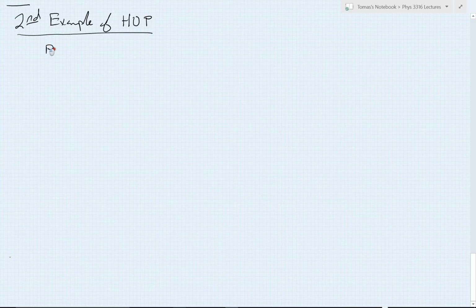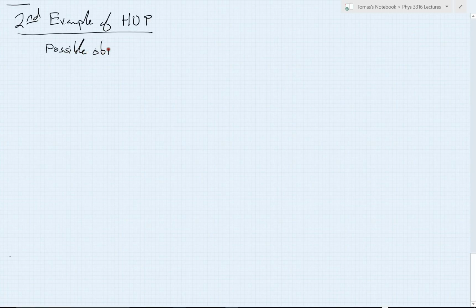To help us really get a feel for the Heisenberg uncertainty principle, I'd like to try a second example. Now, the motivation for the second example is that you might actually have some possible objections to the example with the lens. So for one thing, we saw how the principle was obeyed, but that doesn't really prove the principle, right?